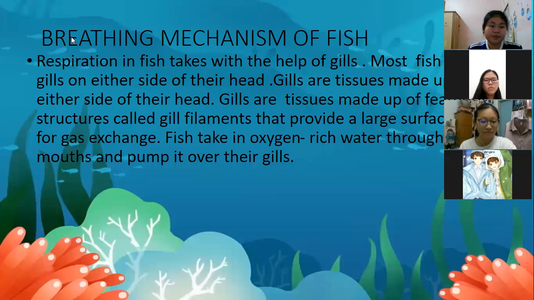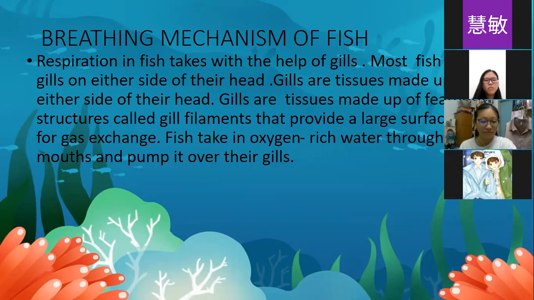Fourthly, breathing of fish. Respiration in fish is carried out with the help of gills. Most fish possess gills on either side of their head. Gills are tissue made up of fibrous structures called gill filaments that provide a large surface area for gas exchange. Fish take in oxygen-rich water through their mouth and pump it over their gills.